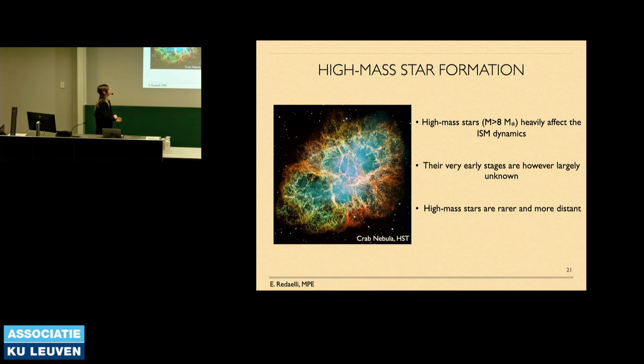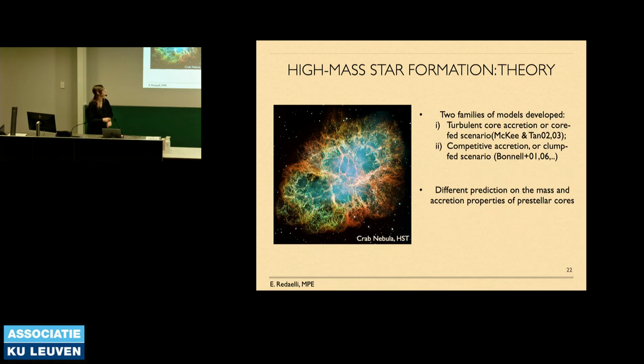And in particular, two families, let's say, of models about how high mass stars form have been developed. One is the turbulent core accretion, which is basically a scaled up version of low mass star formation. You have a big core, virialized, that collapses as a whole. And then you have instead clump-fed scenarios or competitive accretion, where you form small cores that keep accreting well through the protostellar stage. What these models predict is very different properties in terms of masses and virialization of the seeds of high mass stars.